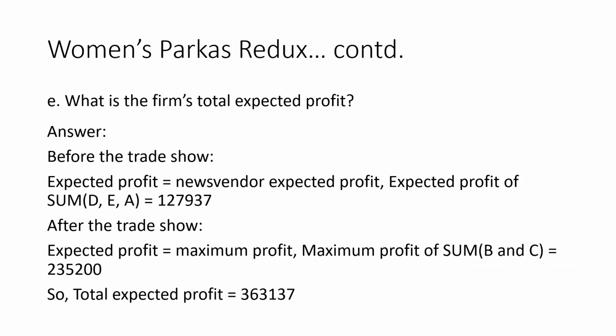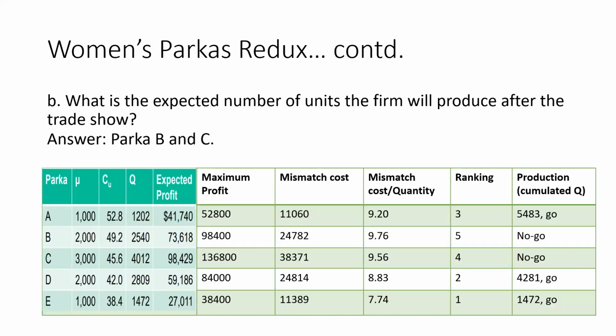Okay, what is the firm's total expected profit? Let's go back to the total expected profit. It's before the trade show and after the trade show. Before the trade show, the expected profit is the same as the newsvendor expected profit. So in the table, it's Paca E expected profit 27011, Paca D 59186, and Paca A 41740. These three numbers together are the profit before the trade show.